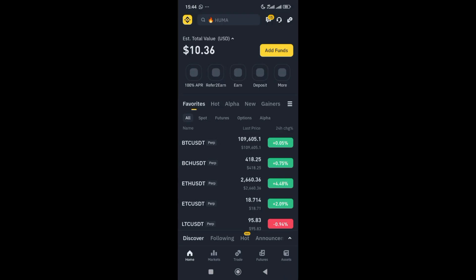Let us take a look at how to take futures trading. All right, welcome back. Now, for you to be able to take futures trading, you must have this app on your phone. Once you open it, all you have to do is click on futures. Look at futures over here. What I'm going to do right now is I'll just tap on it.